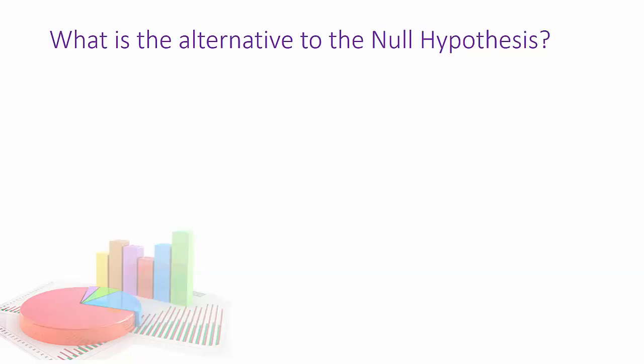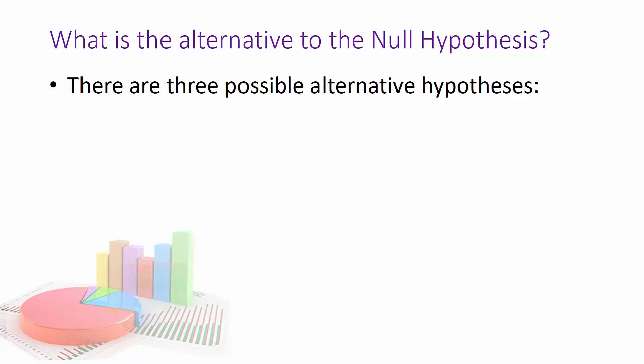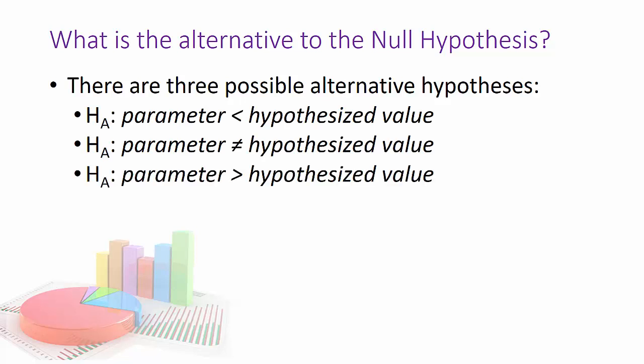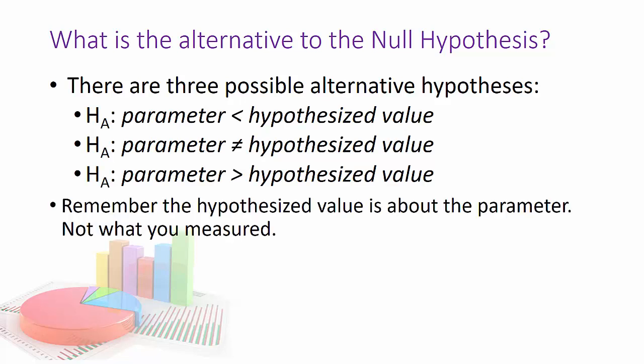All right. So what is the alternative? Well, there are three possible alternative hypotheses. For the null hypothesis, we said the parameter equals the hypothesized value. For the alternate, maybe it's less, or maybe it's just not equal, or maybe it's more. Remember, the hypothesized value is about the parameter, not what you measured. Okay, so you can always do your alternate hypothesis before you've done any number crunching.